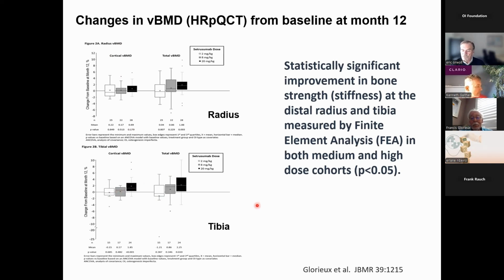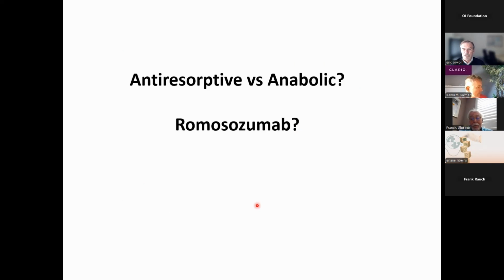So these findings with setrusumab make us enthusiastic about the potential for anti-sclerostin drugs in osteogenesis imperfecta. Setrusumab is not yet approved for use. It's still undergoing additional clinical trials.